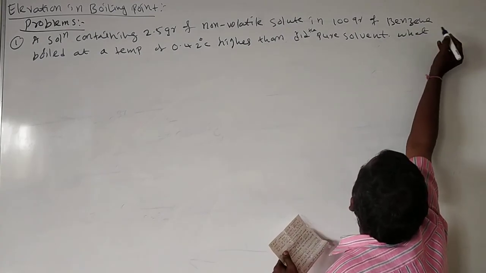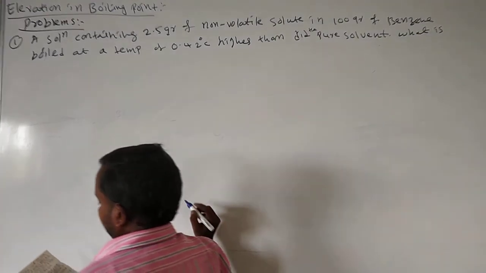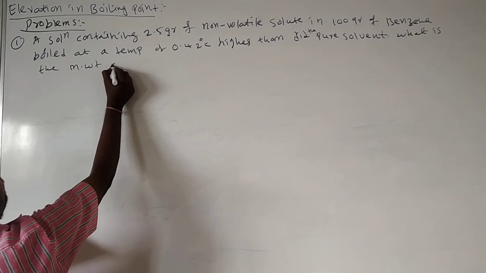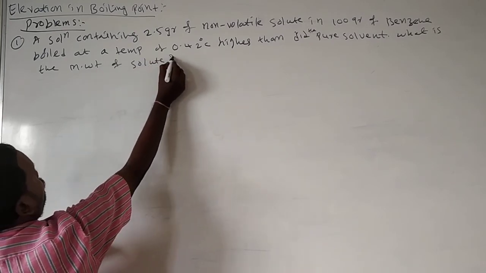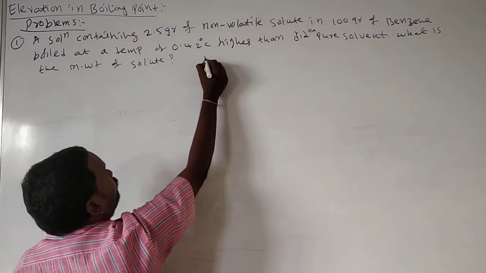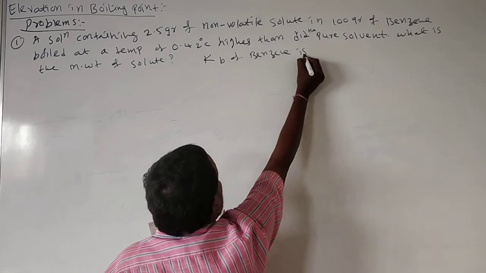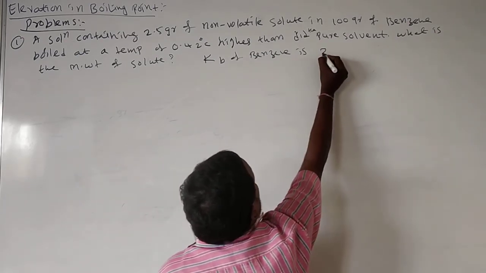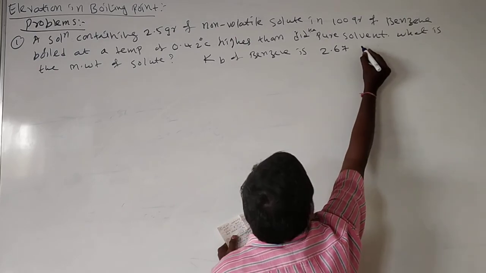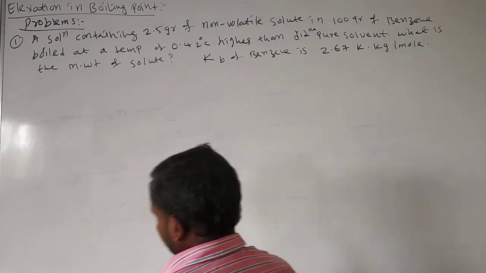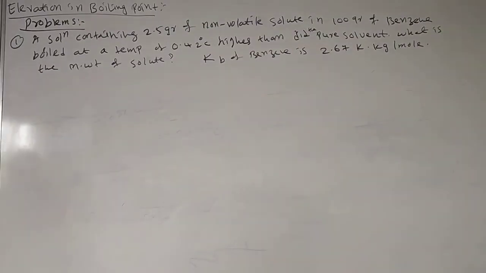What is the molecular weight of the solute? Kb of benzene is 2.67 Kelvin kg per mole. Okay, this is the data. See the solution.